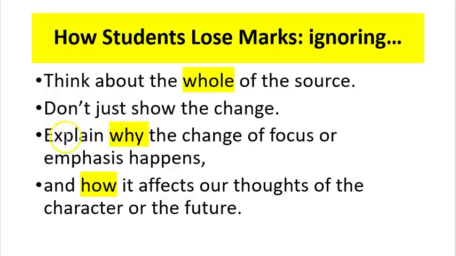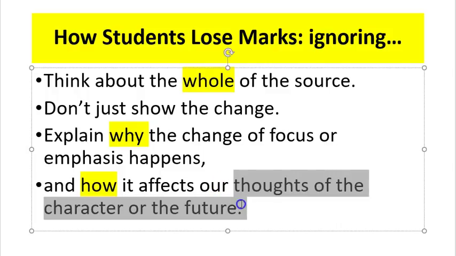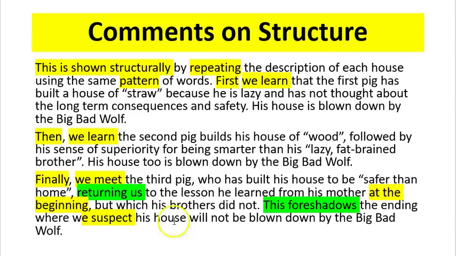You have to do the next bit, which is explain why the change of focus or emphasis happens. And the reason why is always here, how it affects our thoughts of the character or the future. And the way I've done that for you, really simply, I hope you remember, is by using the word we and us all the way through. And the thoughts of the future, I've used phrases like we suspect and foreshadows. There it is, this foreshadows and we suspect.